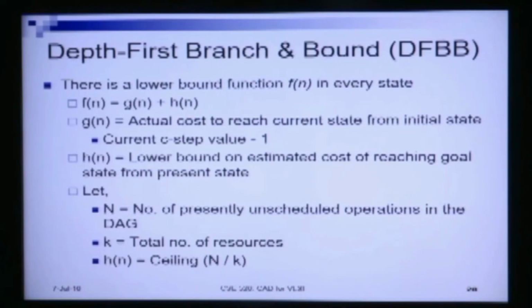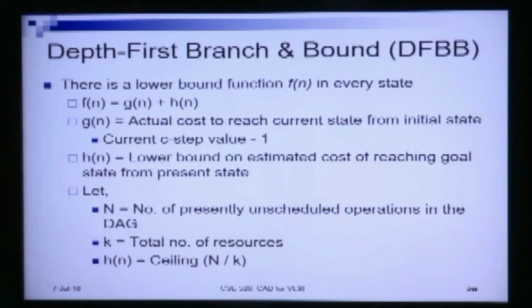Because we have not already allocated at the current step, we have only actually allocated till the last step. So, the schedule length till now of the operations that have already been scheduled is current C step minus 1. Now, what is Hn? Hn is the lower bound on estimated cost of reaching the goal state from the parent state.